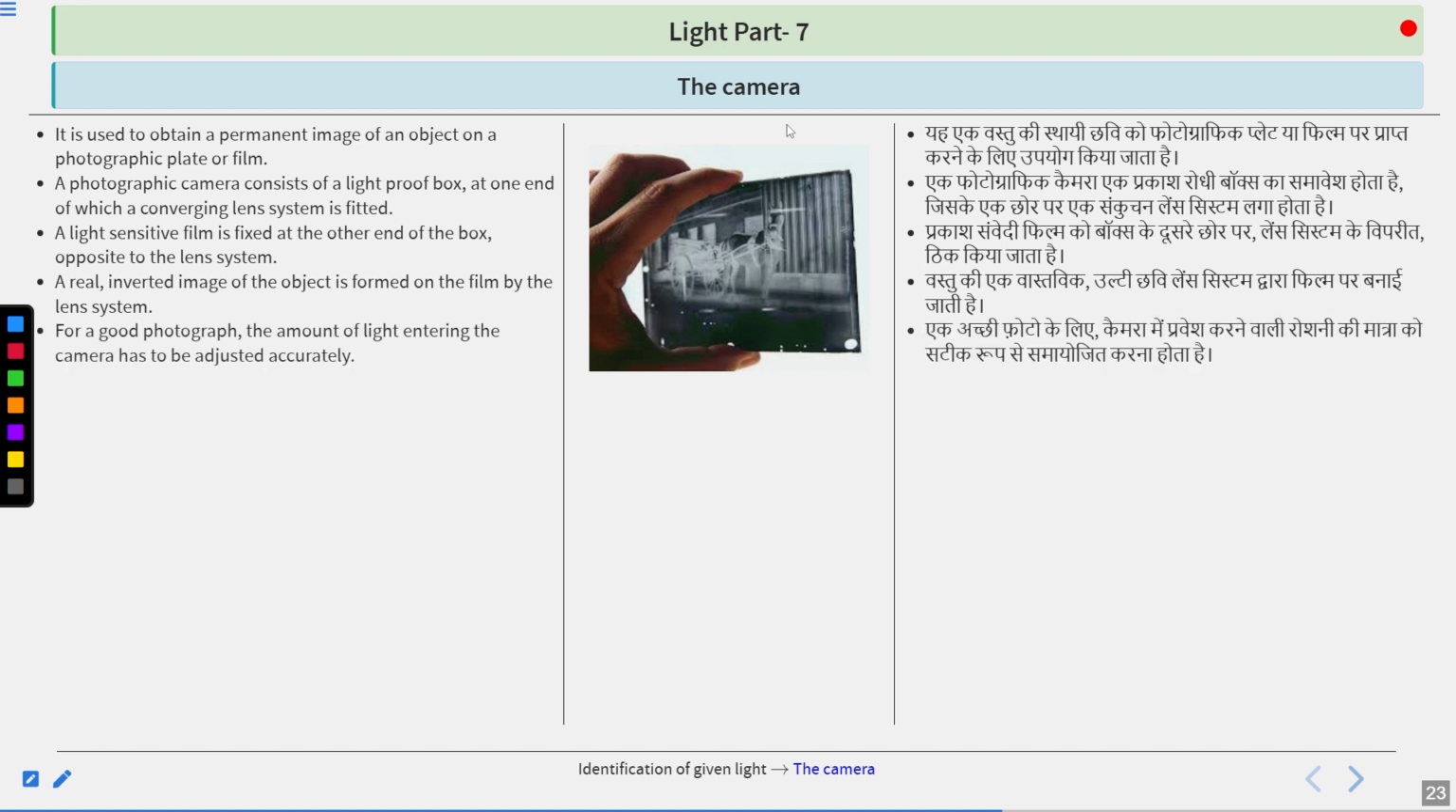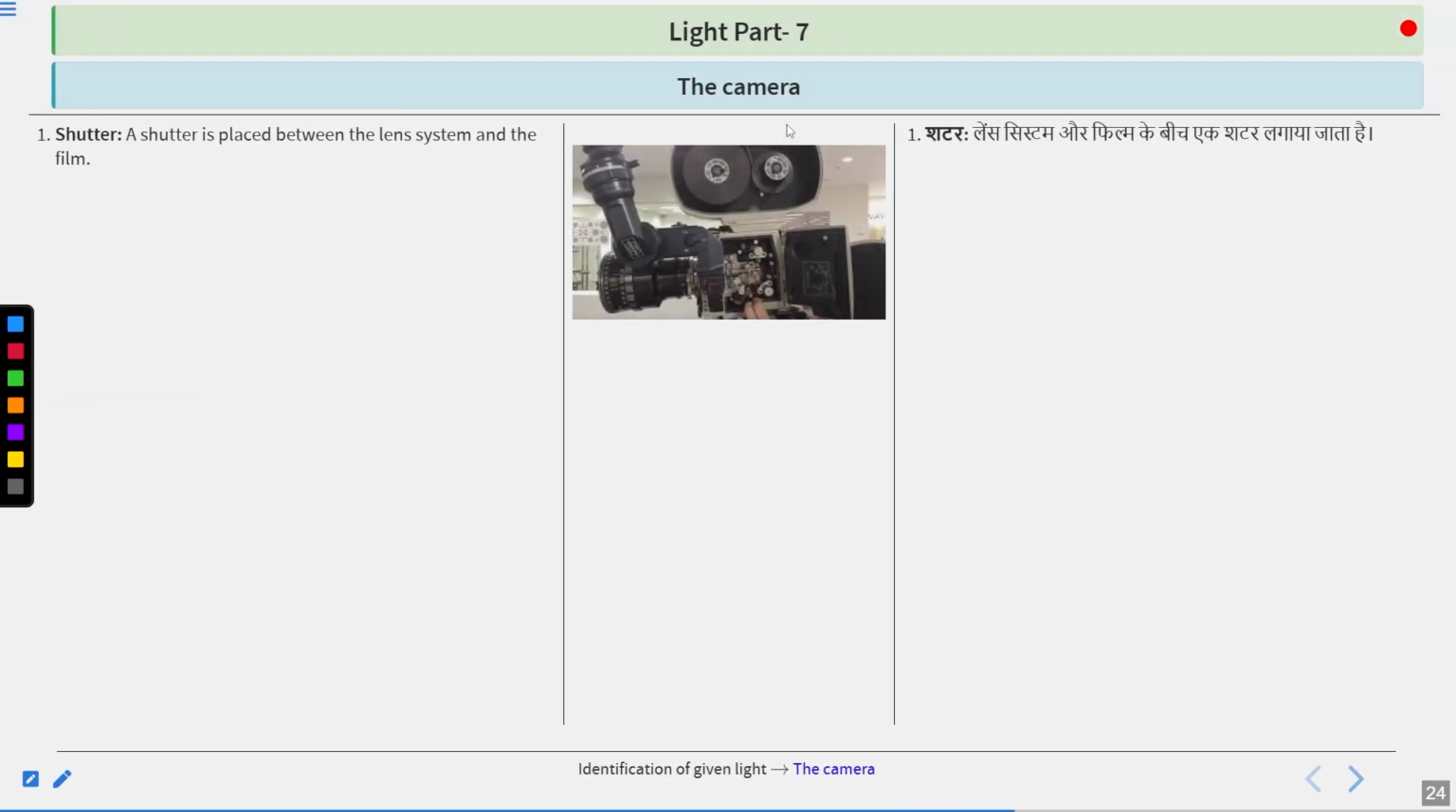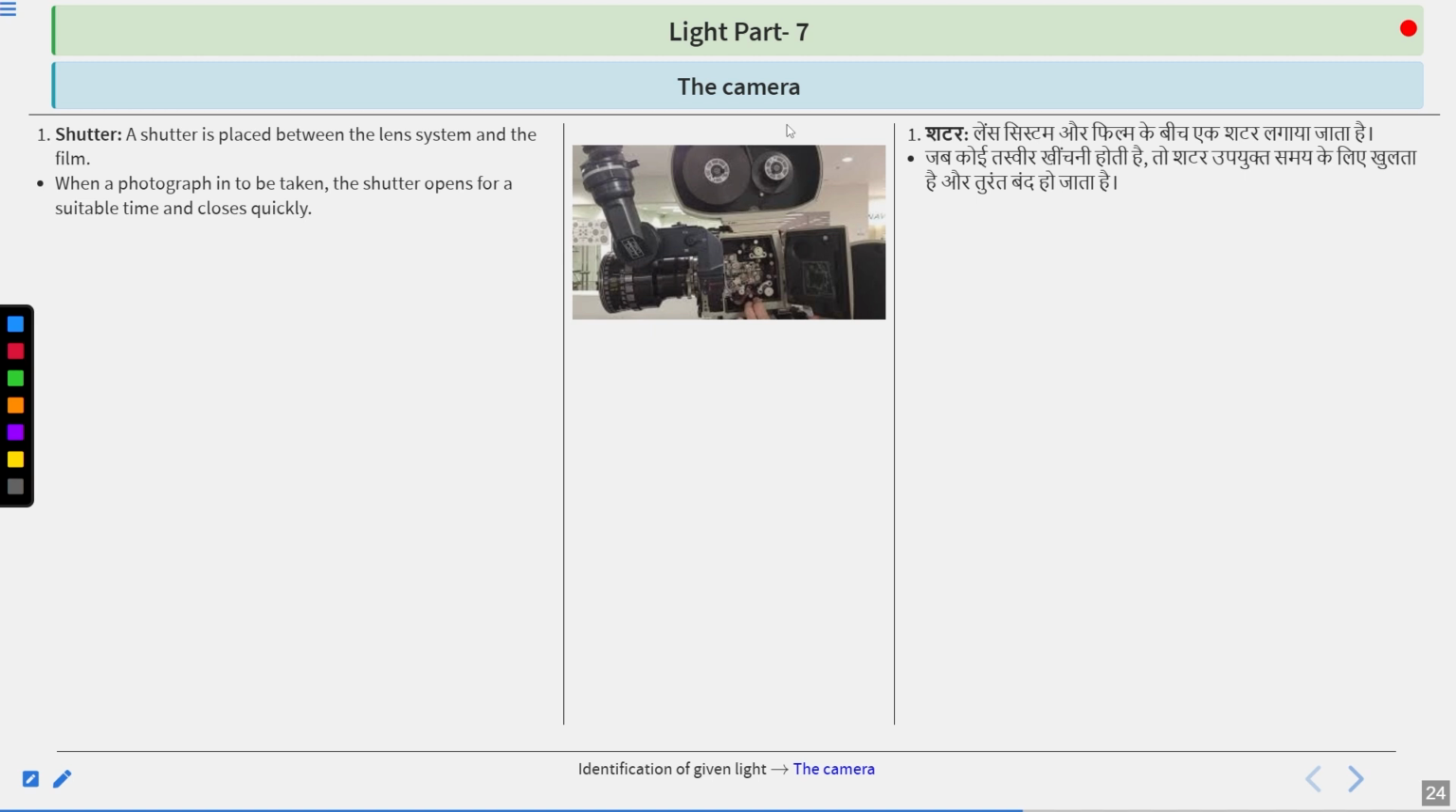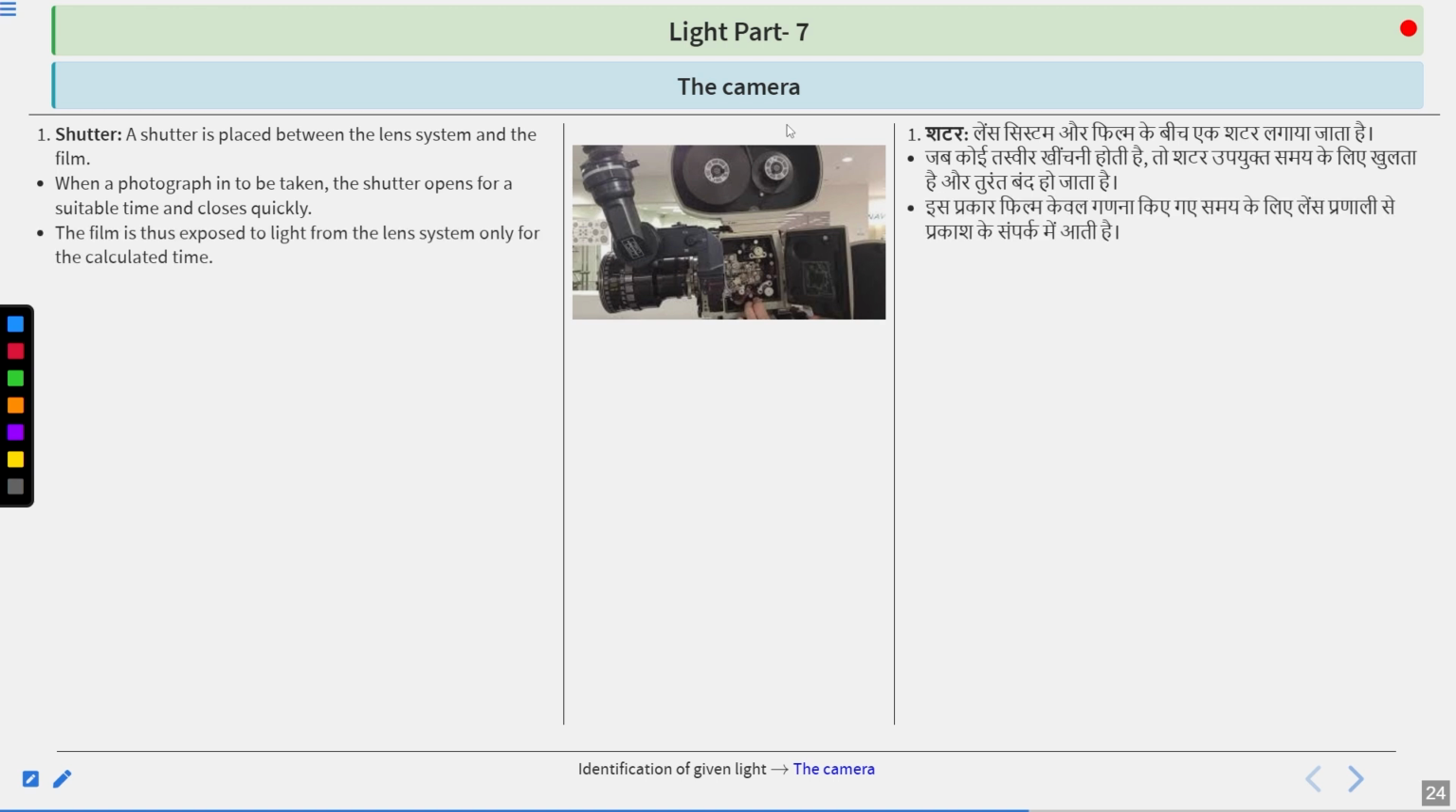For a good photograph, the amount of light entering the camera has to be adjusted accurately. Following controls are provided in the camera for this purpose. Let's see the controls. Shutter. The shutter is placed between the lens and the film. When a photograph is to be taken, the shutter opens for a suitable time and closes quickly. The film is thus exposed to light from the lens system only for the calculated time.